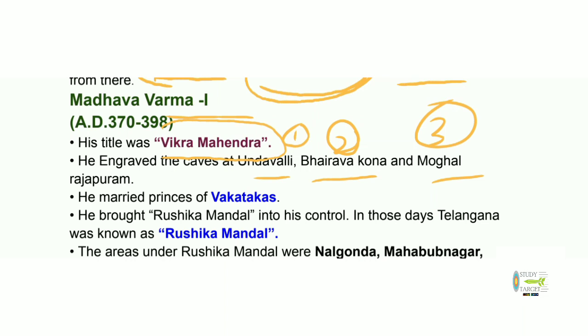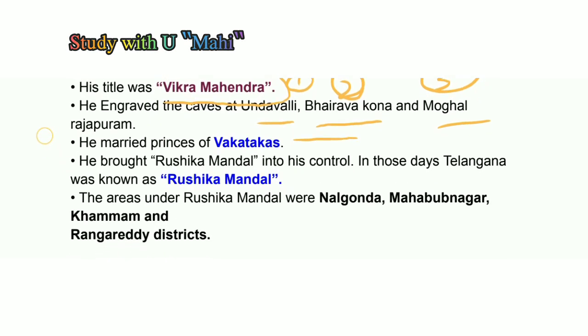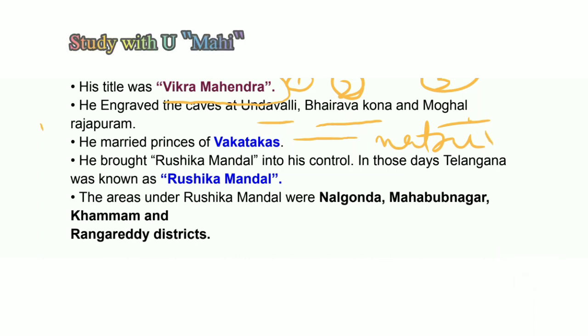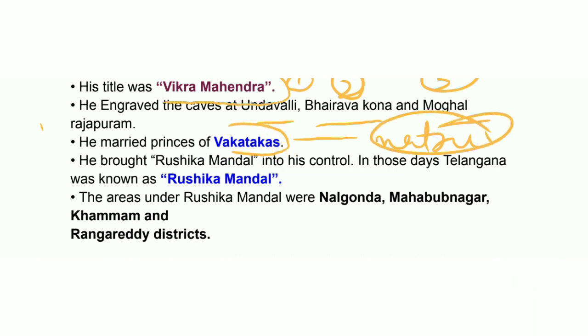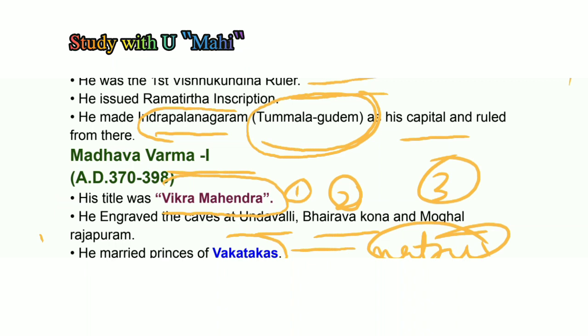He married the princess of the Vakatakas. Through this, we can say that the Vishnukundins maintained matrimonial alliances with the Vakatakas. He also brought Rushika Mandal under his control.